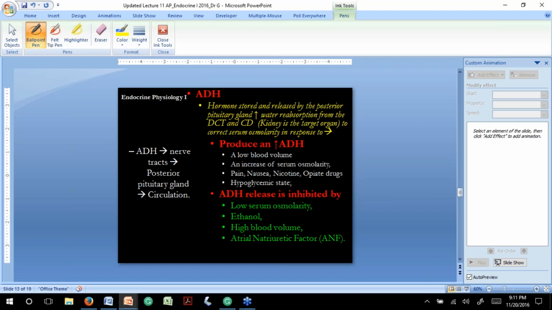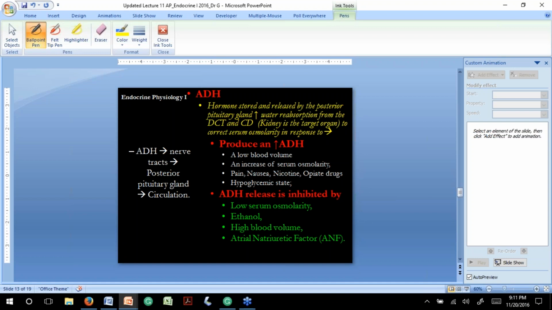So one thing here, the posterior pituitary gland has a difference with the anterior pituitary gland. The anterior pituitary gland produces all the hormones that we mentioned before, the GPTAL. But the posterior pituitary gland, or neurohypophysis, is just the storage of the ADH and the oxytocin. They are going to store these hormones. They are not producing them. So the neurohypophysis does not produce ADH or oxytocin, but releases them because they are being stored in the neurohypophysis.